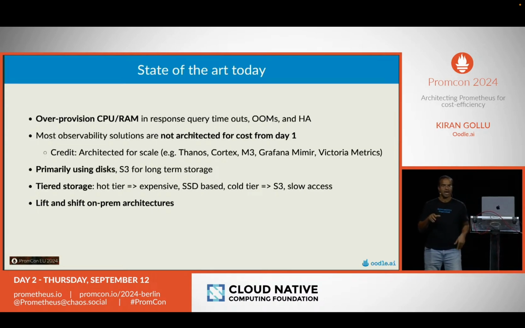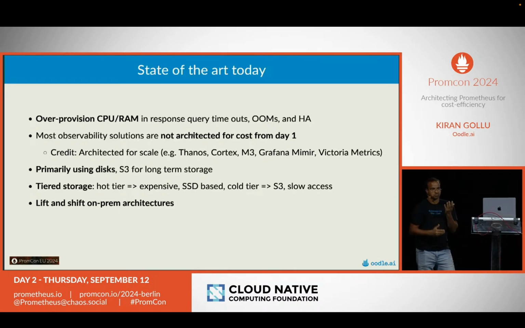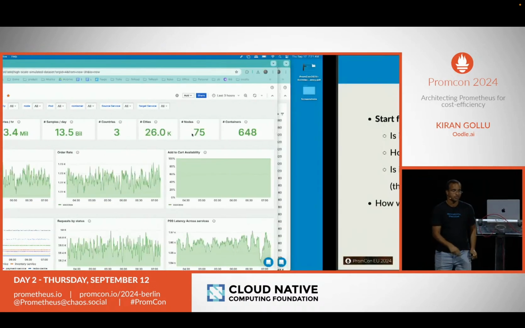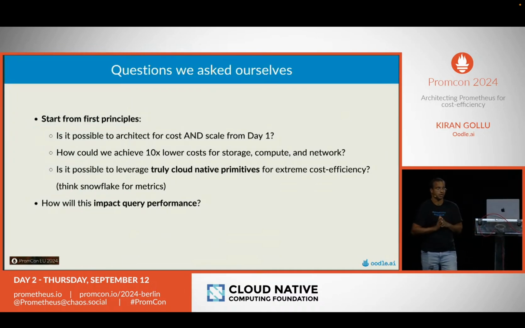And a lot of them also have tiered storage: a hot tier, which is expensive and could be SSD-based. And if you store the data in the cold tier, it could be, again, S3, but access is slow. And a lot of them have the properties of lift and shift on-prem architectures. We'll also cover the demo at the end of our product, what we launched.